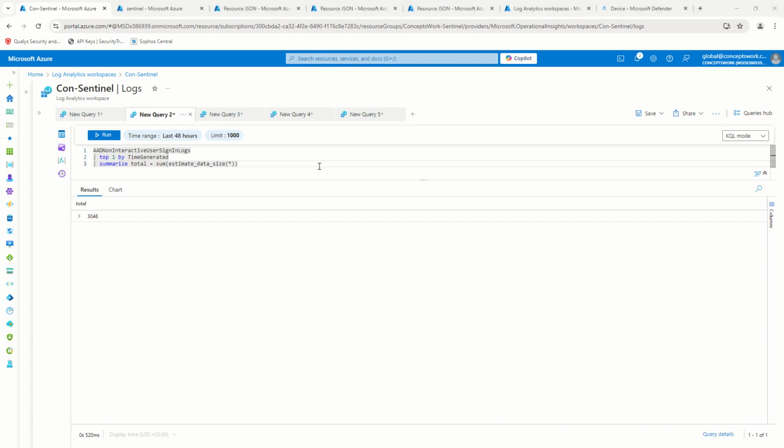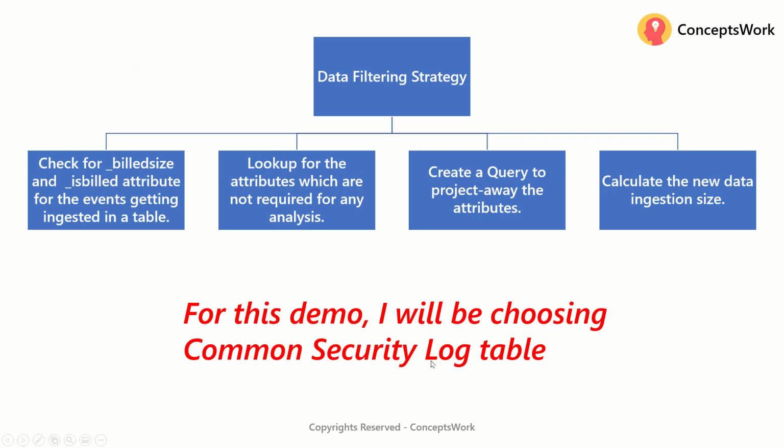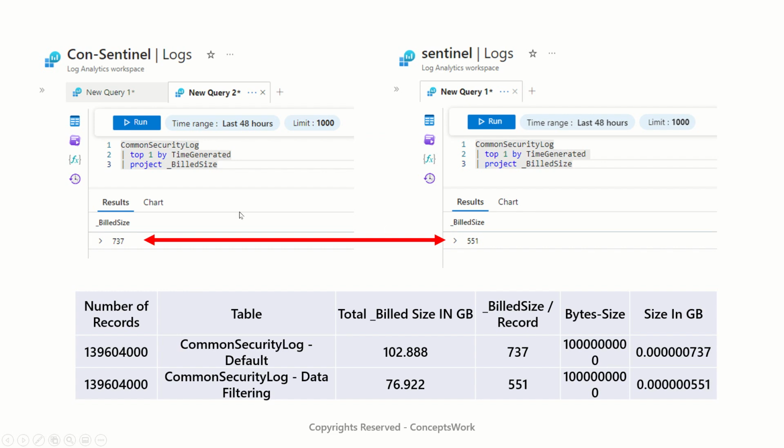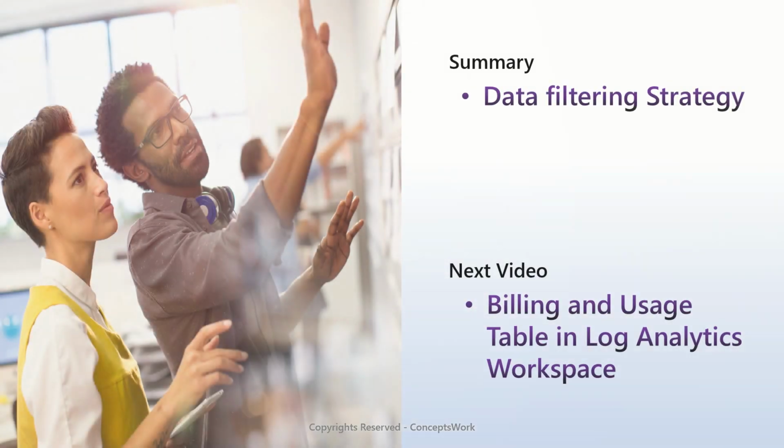And then the last thing is to do a map: what is the size that is coming before you have applied all the customization? This is where no customization exists for common security log, and this is where all the customization exists. Perfect. So this is all about how you can apply a data filtering strategy for a specific data ingestion type.